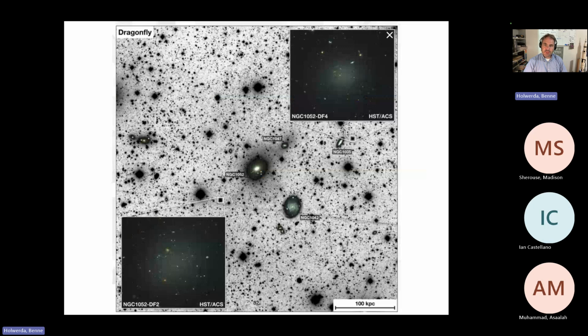But these ultra diffuse galaxies, you can sort of see them with Hubble. They look like this. So these are the Hubble pictures. You can sort of see that it's a little lighter in the center. That's it. That's the whole galaxy. So it is really faint and hard to pinpoint where the center is or how many stars there are.